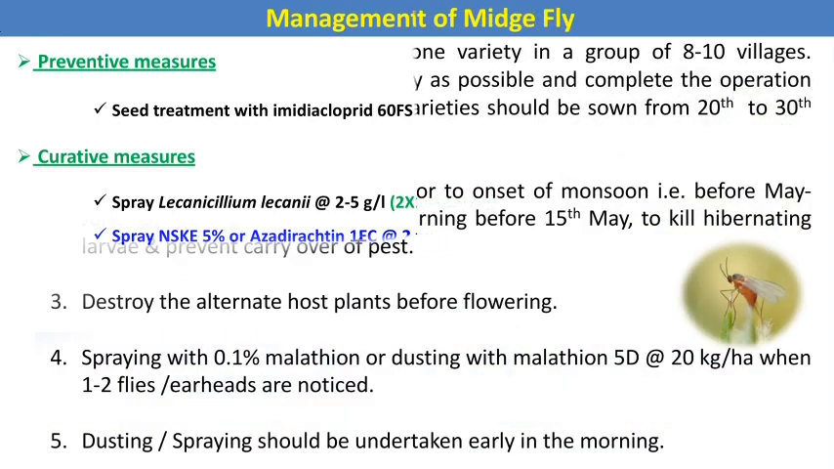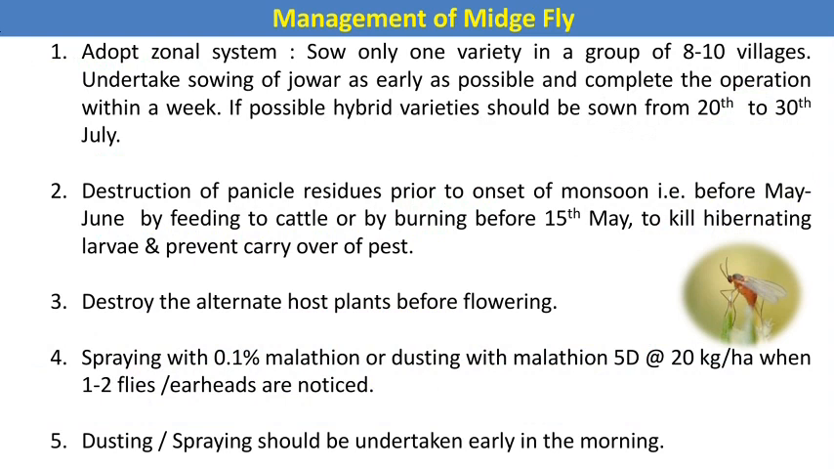This is the management of the midge fly. For the management of the midge fly, we can adopt the zonal system. What is that? Only one variety in a group of 8 to 10 villages. Undertake sowing of the jowar as early as possible and complete the operation within a week. If possible, hybrid varieties should be sown from 20th to 13th July.